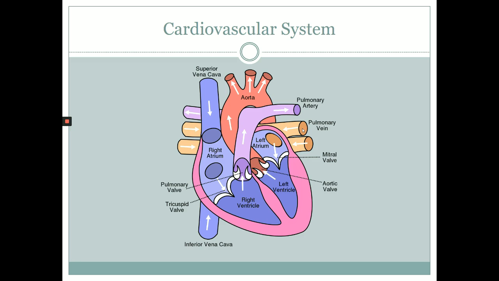When the heart relaxes, the blood moves from the left atrium down to the left ventricle. When the heart contracts, the blood moves to the aorta, which takes the blood to the rest of the body, starting the process all over again.